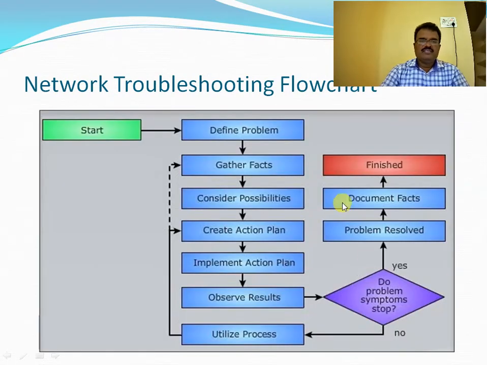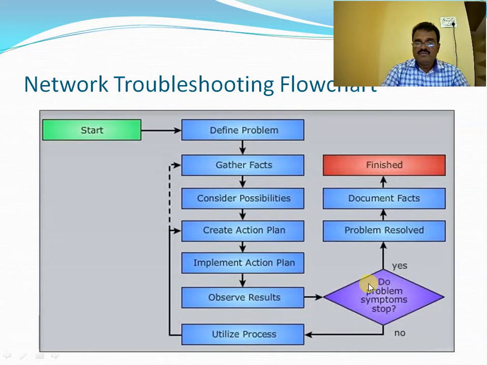If we see the network troubleshooting flowchart: start, we have to define the problem, gather the facts, and the next step is consider the possibilities, and next create an action plan, implement the action plan, observe results, utilize process. Here, after observing the results, do the problem symptoms stop? If yes, then the problem is resolved, document the facts, and the work is finished.